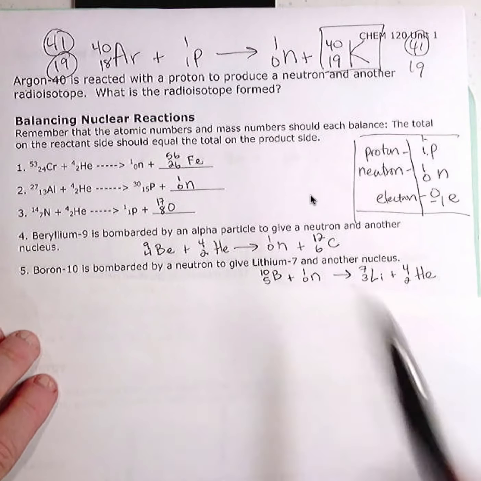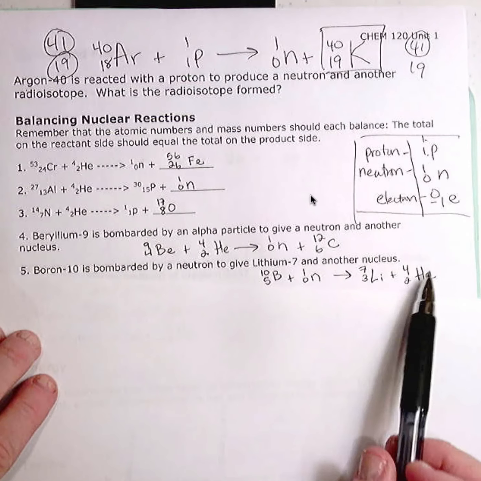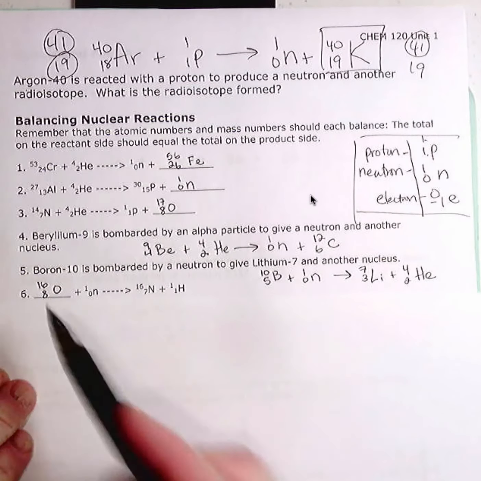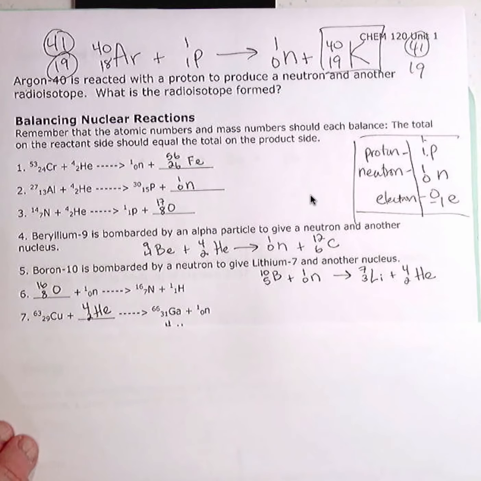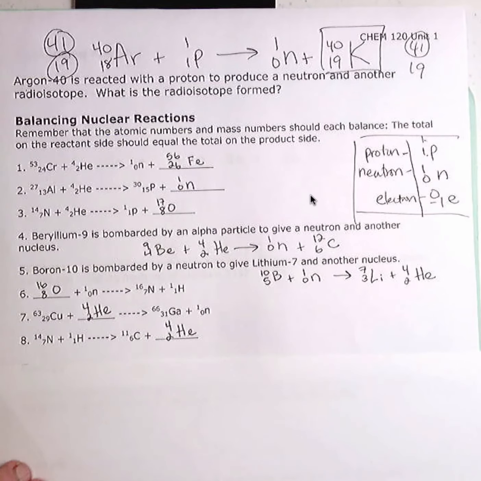Number 5, boron 10 is bombarded with a neutron to give lithium 7, and an alpha particle. Number 6, the missing particle is oxygen 16. Number 7, the missing particle is an alpha particle. And number 8, the missing product is an alpha particle.